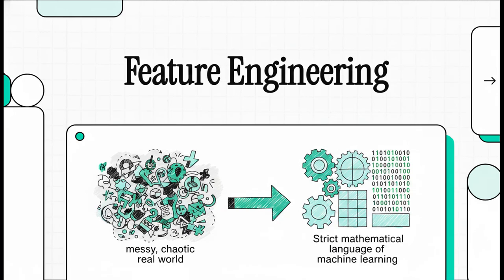Welcome to The Explainer. Today, we're embarking on a bit of a translator's journey. We're going to take the messy, chaotic real world and translate it into the strict mathematical language of machine learning. It's a process that's absolutely crucial, but honestly, it's surprisingly misunderstood.